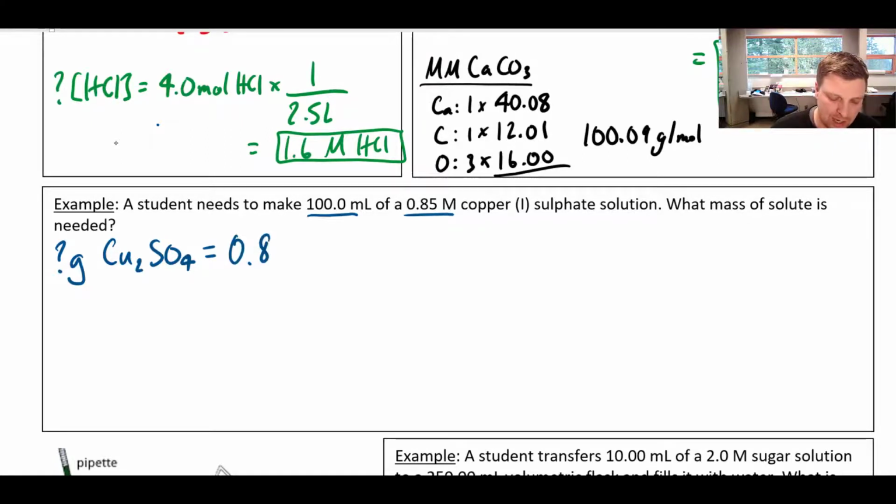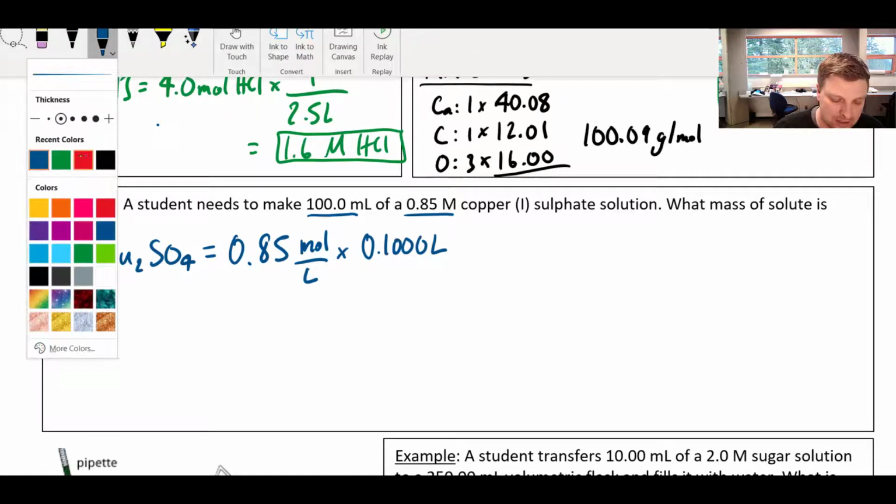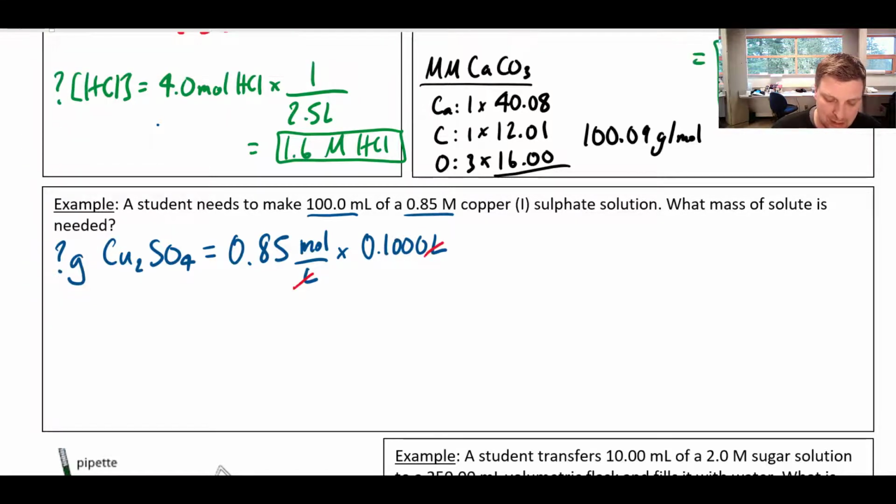So 0.085, and I'm even going to write that as moles per liter, just so I remind myself that that's really what molarity means. I want to be in moles. So what's the first thing I can multiply by to get rid of the liters? Well, if I have moles per liter, I can just multiply it by the number of liters that I'm dealing with, 0.1000 liters, and I can see that that first step is actually just going to cancel out the liters involved.